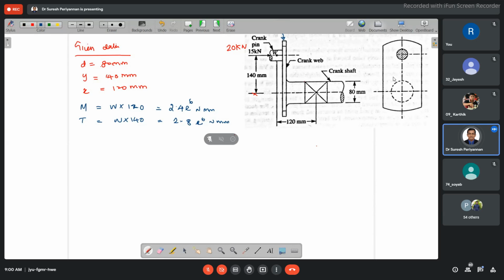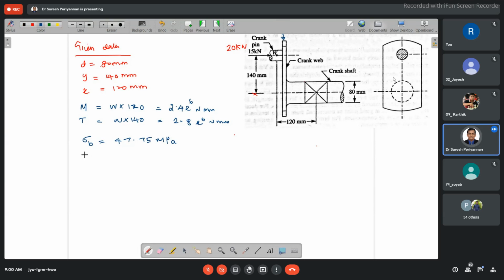Now find out the bending stress with respect to the bending moment. You know, right? M by Z, where Z is pi by 32 d cube. M we know. Then you are going to get 47.75 megapascal.